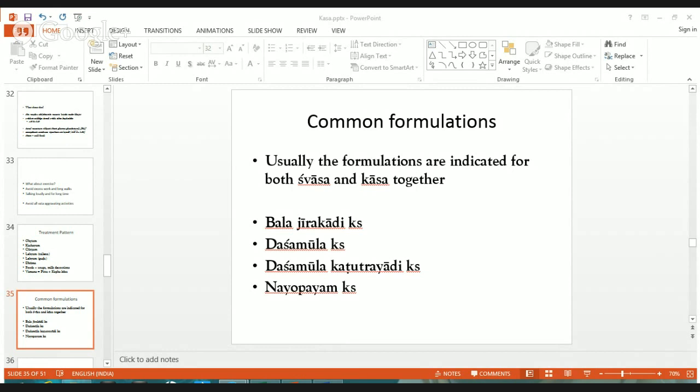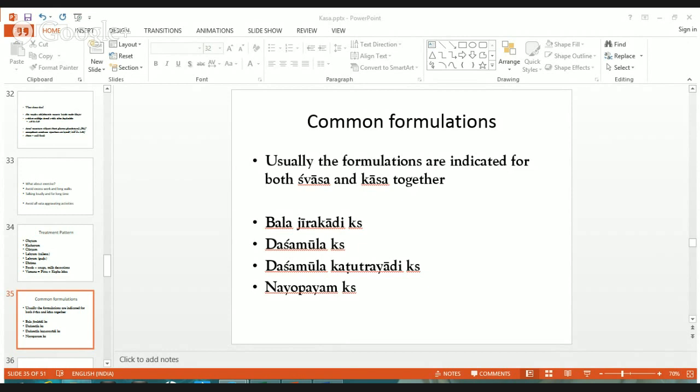If we look at the indication, we will find that cough and dyspnea associated with multiple system involvement, especially the renal involvement. This Dashamulam Kashayam is a very good choice.